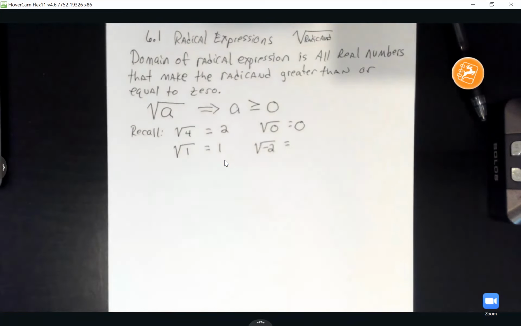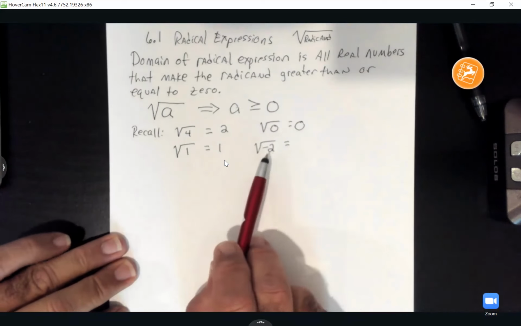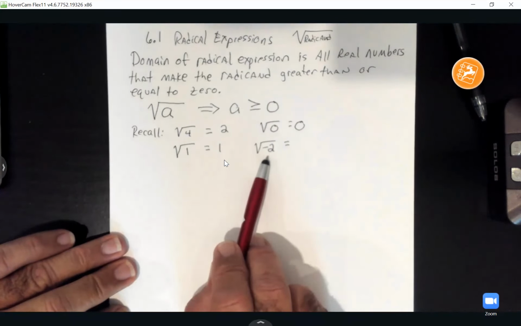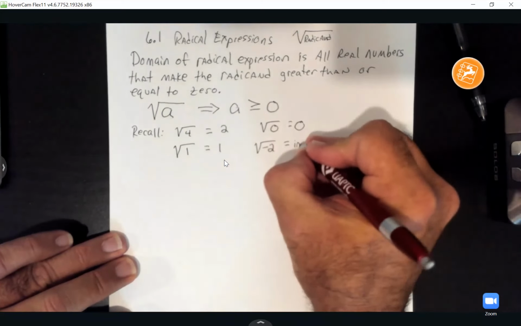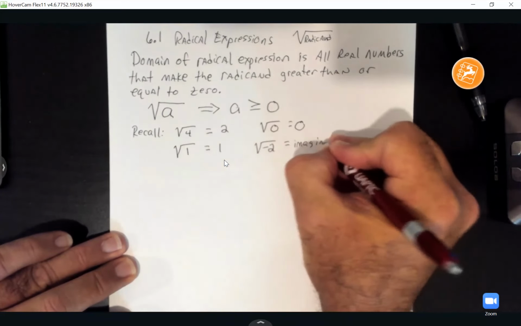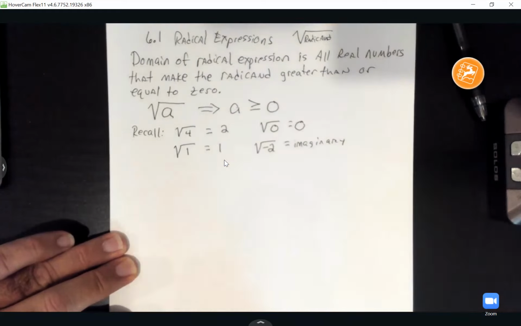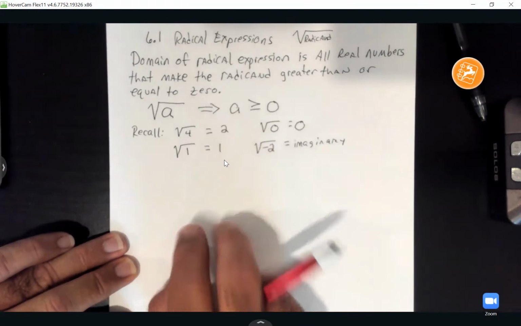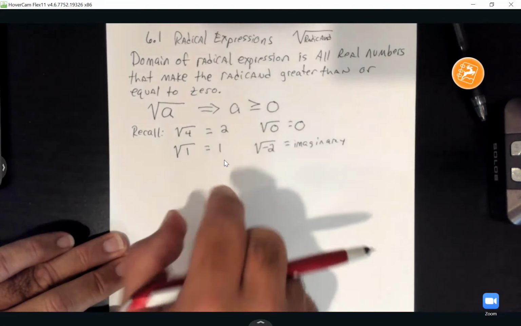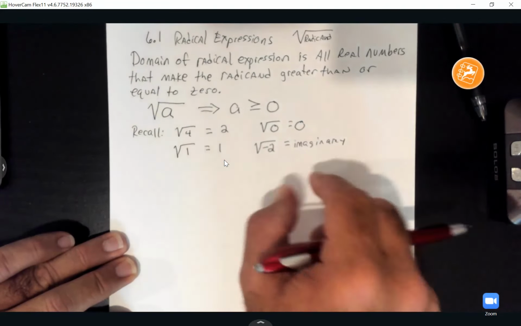And remember, my domain has to be numbers that make this a real number. But y'all, we can't do square roots of negative numbers, remember? If we do square roots of negative numbers, these things are imaginary. Right? And imaginary numbers you cannot plot on a graph. We need these expressions to give me real numbers so that I can graph it.